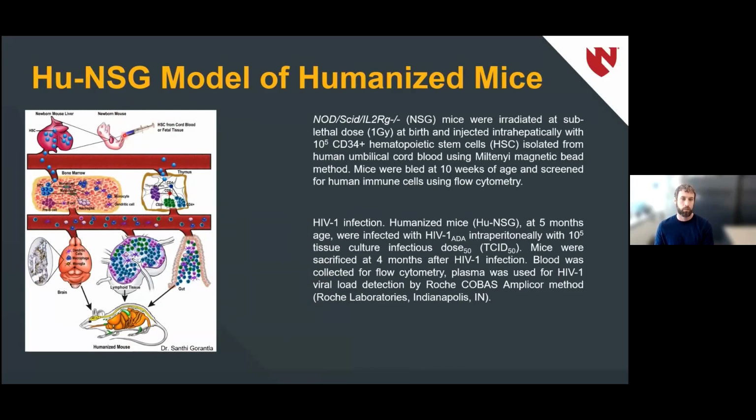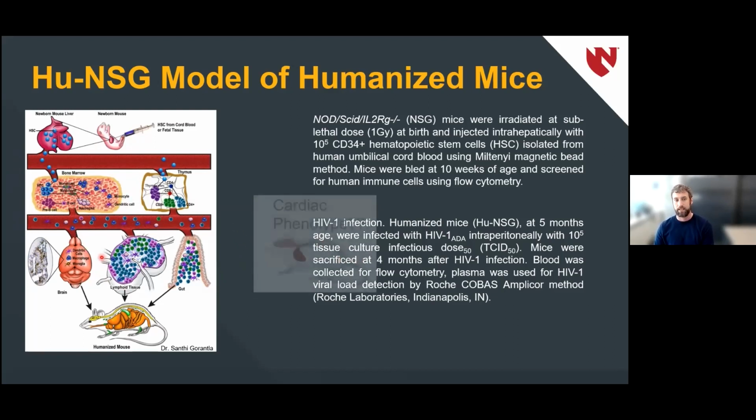and then repopulated with human CD34 hematopoietic stem cells into the liver of these newborn mice. The CD34 cells colonize the bone marrow and thymus. Over time, this led to maturation of the human leukocytes that then colonize the brain, lymphoid tissue, and the gut. Blood samples and flow cytometry were done to confirm the humanized leukocytes in these animals.